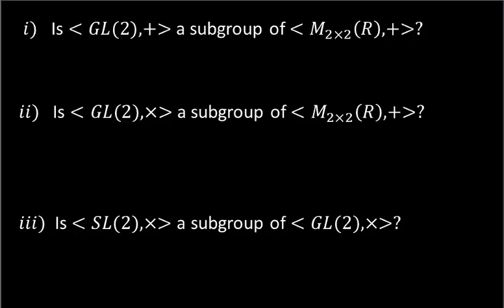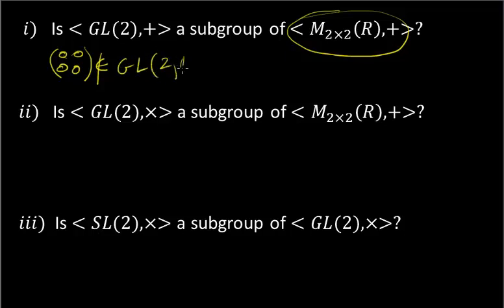GL2, R, I left out the real numbers there, the general linear group under addition, is a subset of all 2 by 2 matrices with real entries. But is it a subgroup? Well, no, for many reasons. But the one we could think of easily is that the identity is this matrix here in the group of 2 by 2 matrices under addition, and that identity is not in GL2, R, because it has a 0 determinant. So GL2 is not a group. Therefore, even though it is certainly a subset, it is not a subgroup.